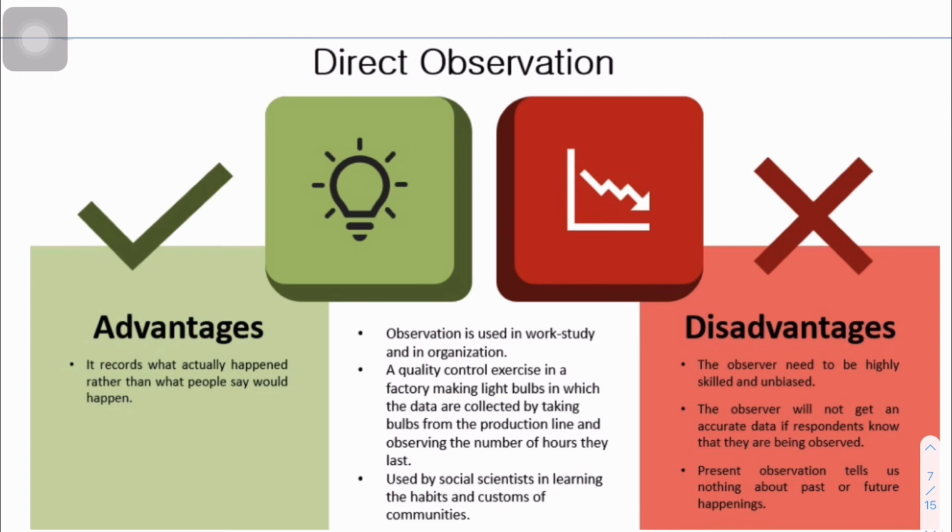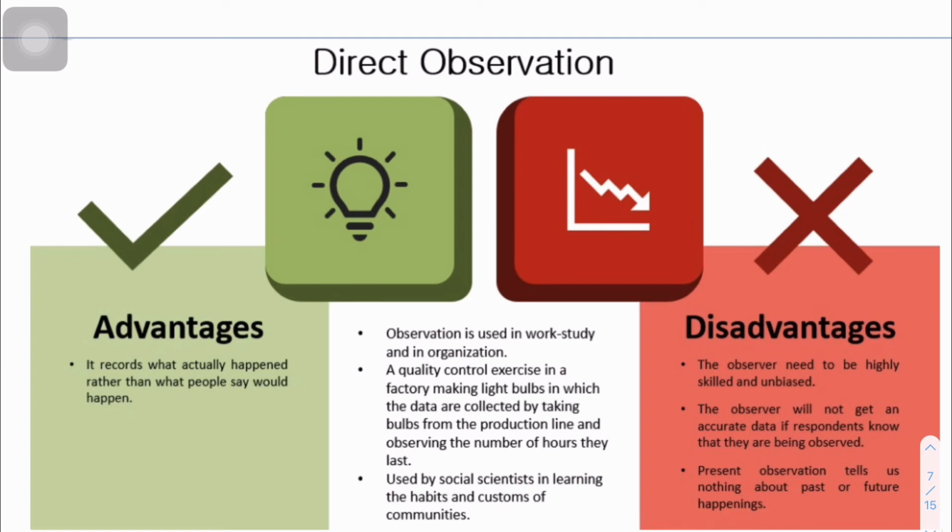How about the disadvantages of direct observation? The observer needs to be highly skilled and unbiased. So ini samalah macam interviewer. Okay, untuk orang yang observe, dia perlu memiliki kemahiran tertentu. So dia tak boleh lah main observe, suka hati dia je buat kesimpulan, bias, ikut suka hati. Maksudnya kalau dia suka sesuatu benda, dia bagi observation yang bagus.